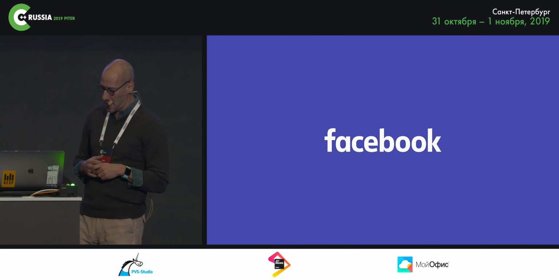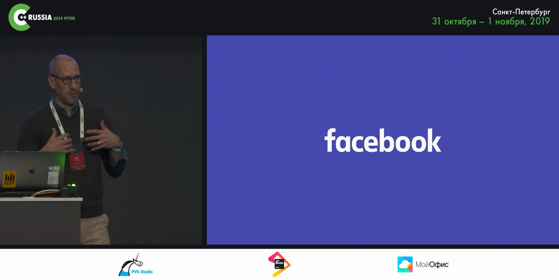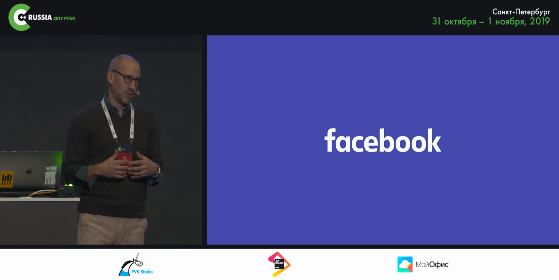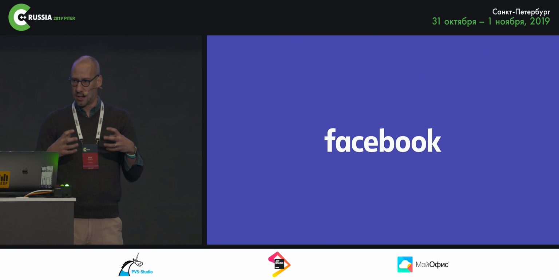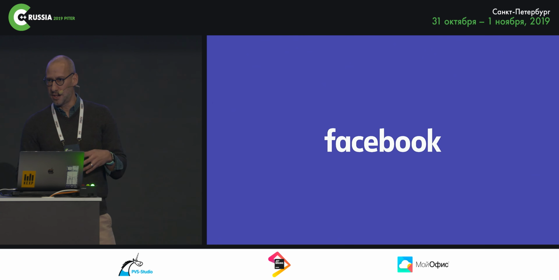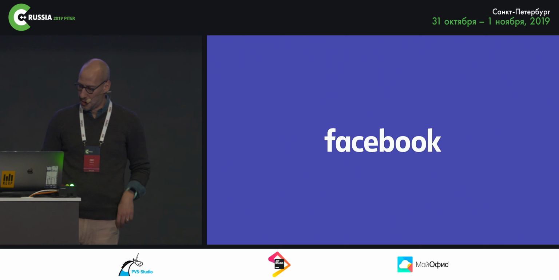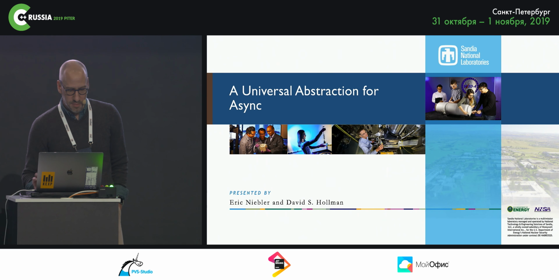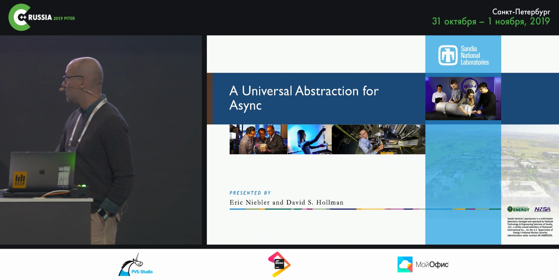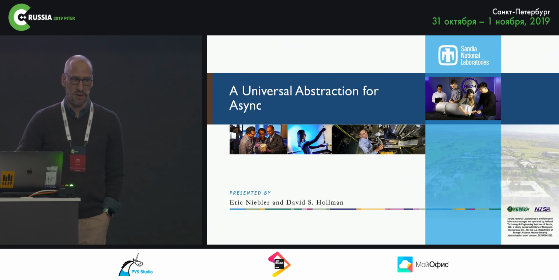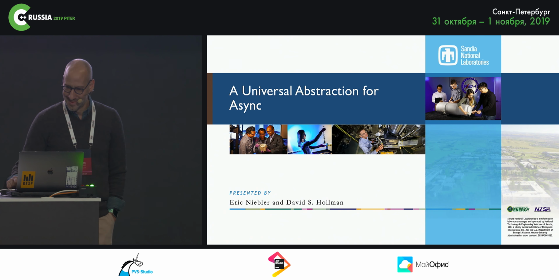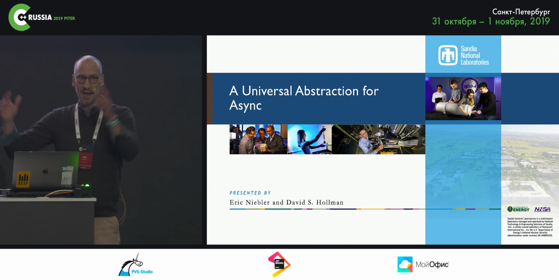So I'm going to be talking about the committee's search for the async equivalent of the iterator abstraction, the thing that's going to let us glue together all of our asynchronous programs efficiently and powerfully. I put this presentation together with David Hollman of Sandia Labs. He asked that I have this slide in there. So you can all see Sandia Labs. Okay.